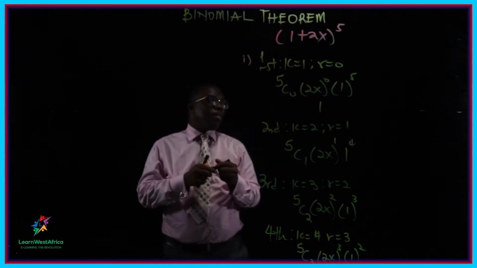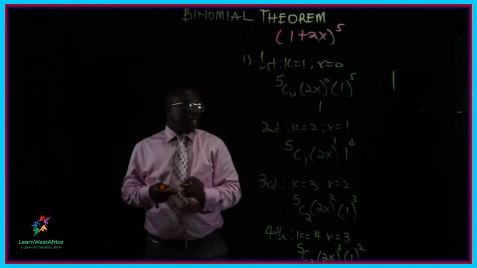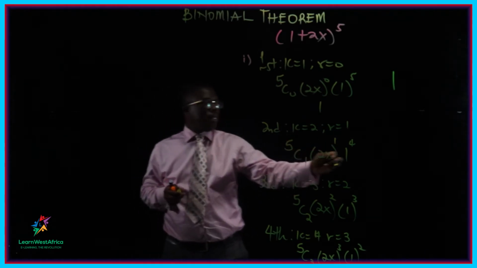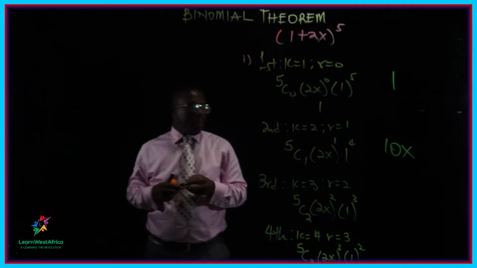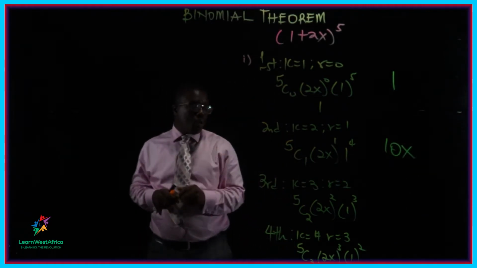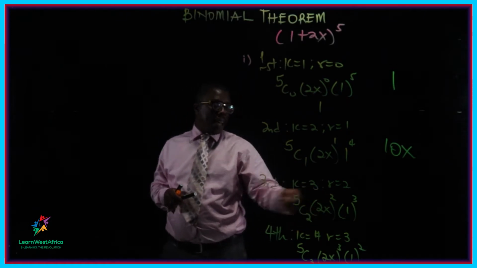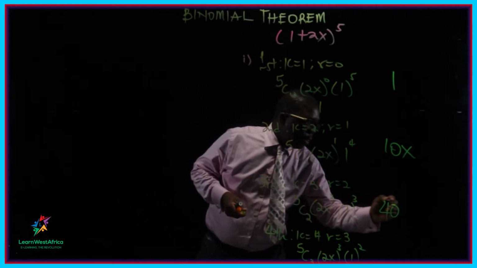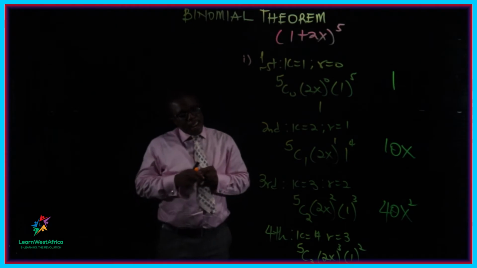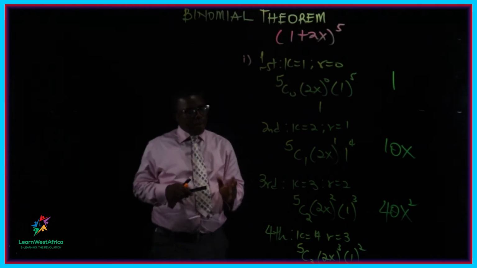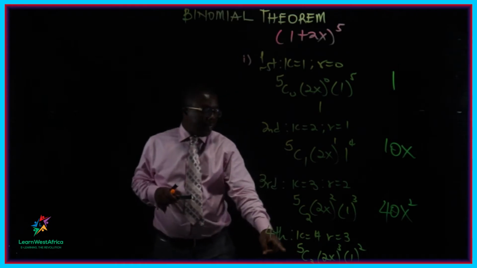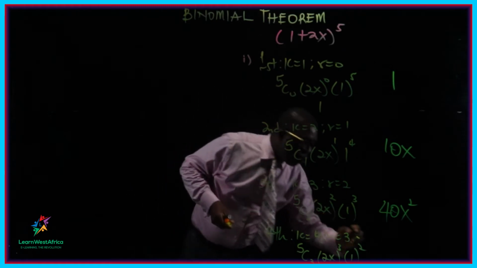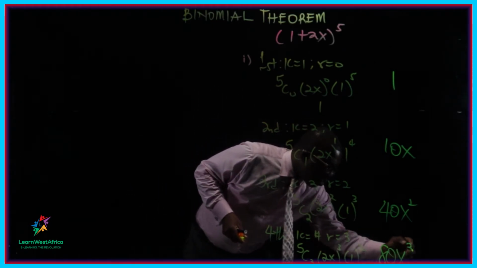Our first term is going to be 1. Our second term, 5 choose 1 is 5, times 2x, that's going to give us 10x. Our third term, 5 choose 2 is 10, as we know. 2 squared is 4, x squared, so 10 times 4 is going to give us 40x squared. Then our fourth term, 5 choose 3 is also 10. 2 cubed is 8. 8 times 10 is 80, and that's going to give us 80x cubed.